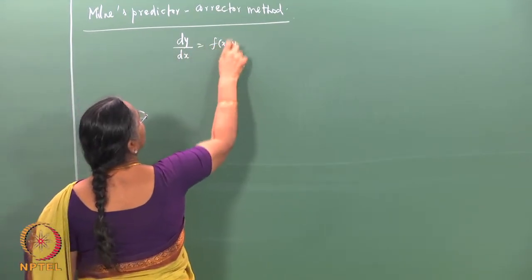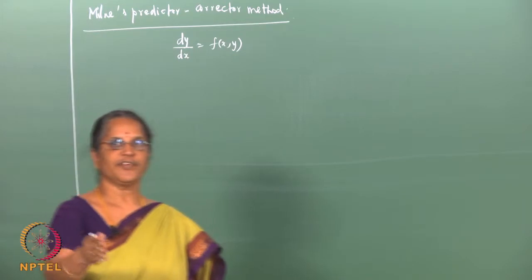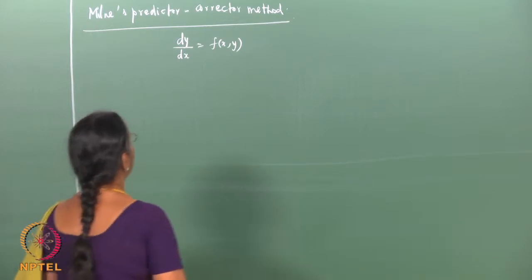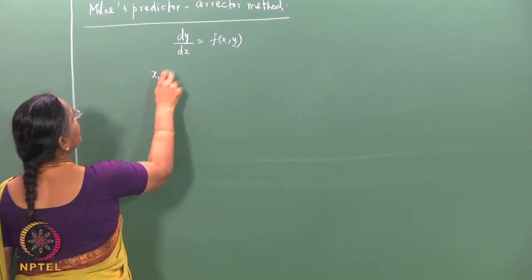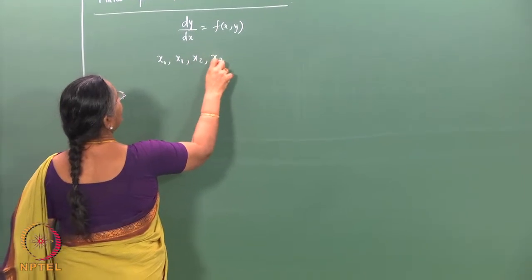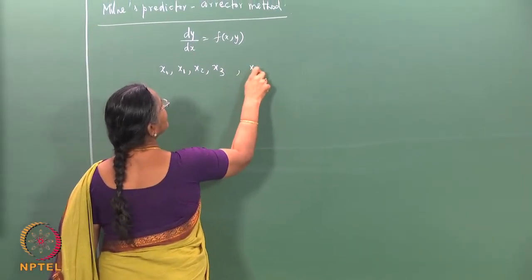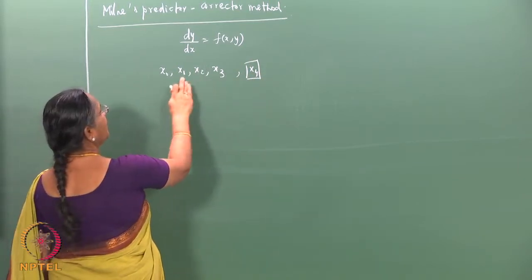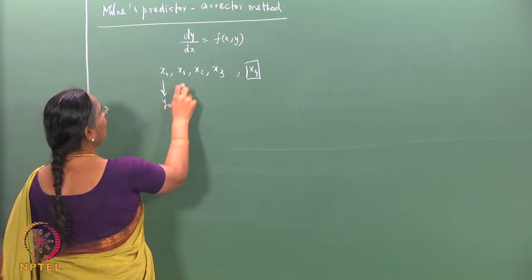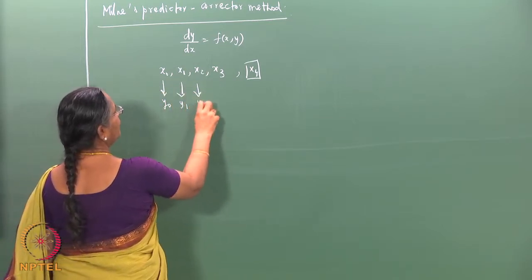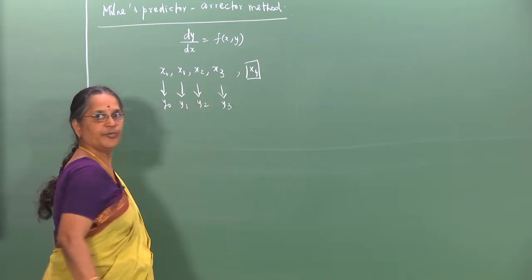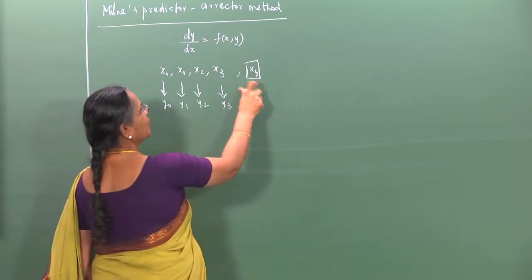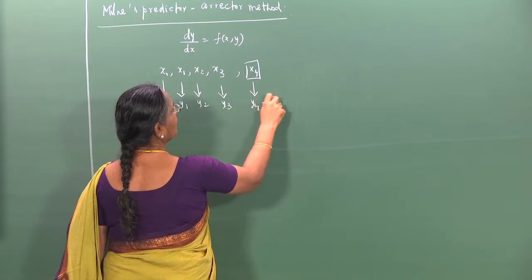equal to f of x comma y is known at a set of previous equally spaced points. Namely, the solution is known at x0, x1, x2, x3, and you are asked to get the solution at the point x4. Information about the values y0, y1, y2, y3 are known to you, and you are asked to get the solution at the point x4, namely what is y4.